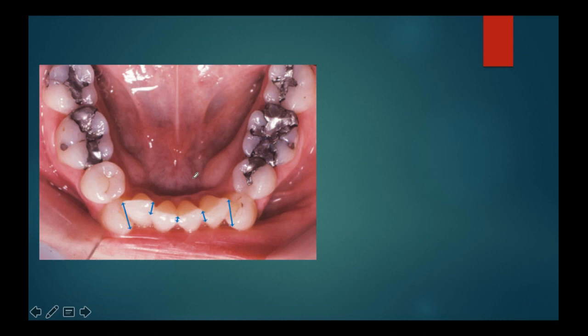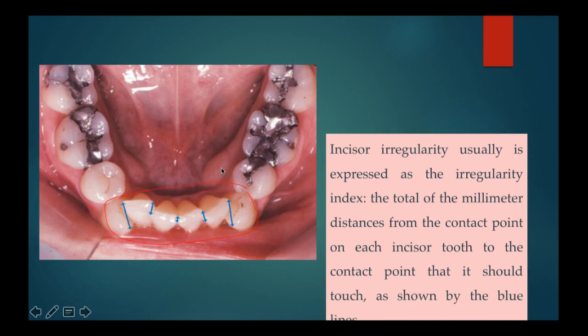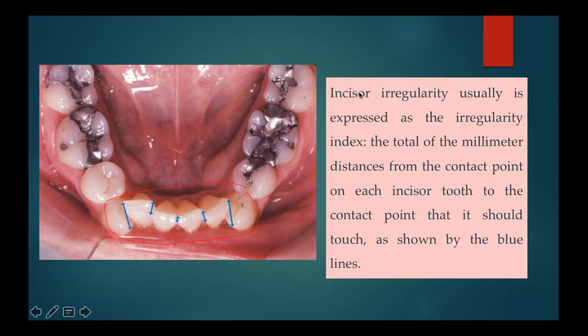Now the question here asks what kind of index is being depicted in the picture, or what is being measured in the picture. If you can see, we have a mandibular arch, the incisors are crowded, and we are measuring the distance between the contact points. So this is basically the Little's irregularity index, or incisor irregularity index. Incisor irregularity is expressed as the irregularity index, and this was given by Little.